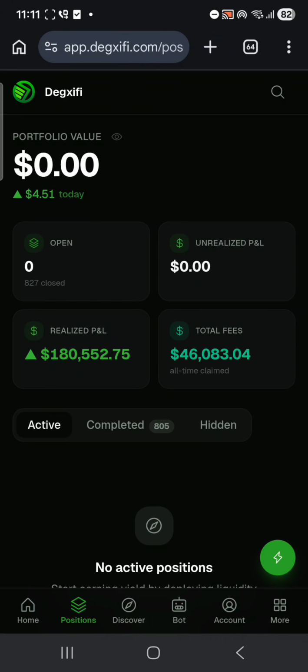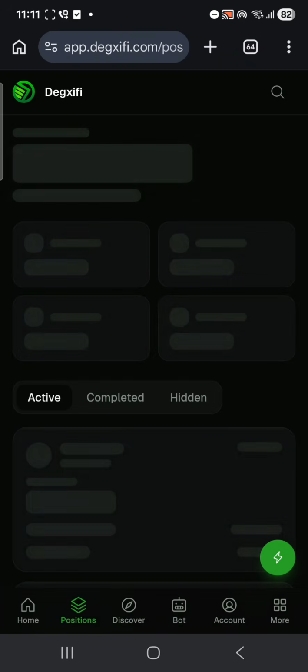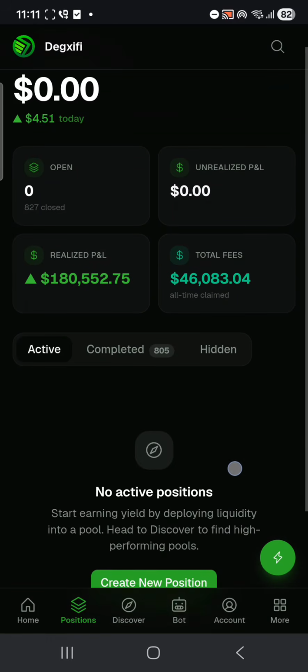So if you check here, you can see our PNL has increased. For today it was $3.something before. Now it's $4.51. So let's just refresh it and see if the bot has opened any position yet. I think it has not. It has not done this.